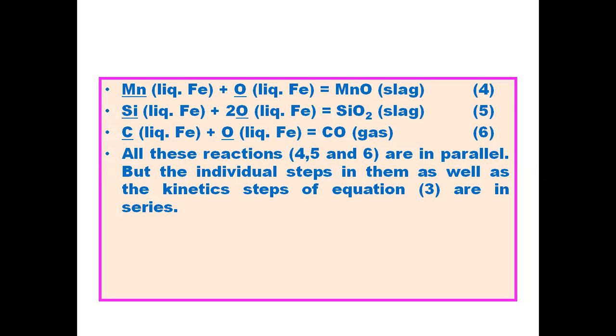Just like you see, manganese in liquid iron is oxidized to manganese oxide and passes to the slag. Silicon combines with oxygen, forms SiO2, and passes to the slag. Carbon combines with oxygen, forms carbon monoxide, and passes out. All these reactions, 4, 5, and 6, are in parallel, but the individual steps in them, as well as the kinetic steps of equation 3, are in series. So that is supposed to be rate controlling.